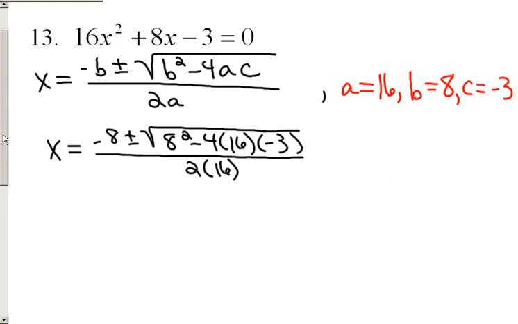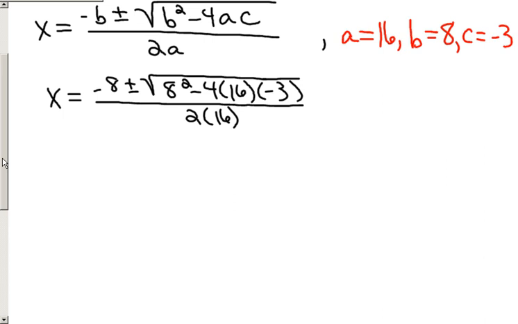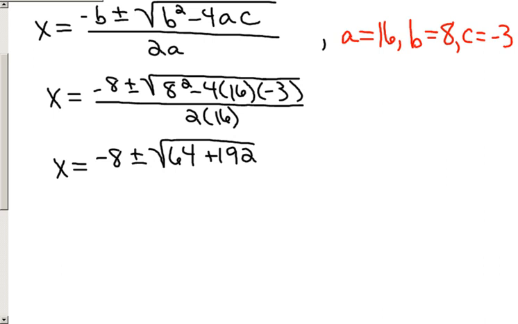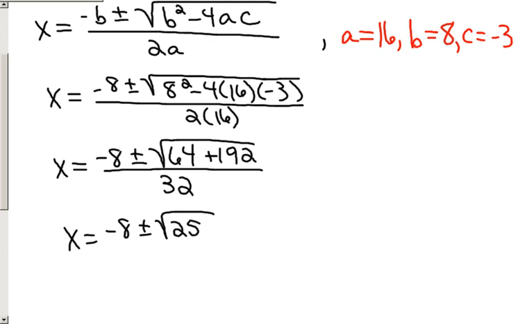At this point, I'm going to simplify first what's underneath the radical and my denominator. I have x equals negative 8 plus or minus square root. 8 squared is 64, and negative 4 times 16 times negative 3 is positive 192. This is all over 2 times 16, which is 32. Simplifying more, I have x equals negative 8 plus or minus the square root of 256, all over 32.